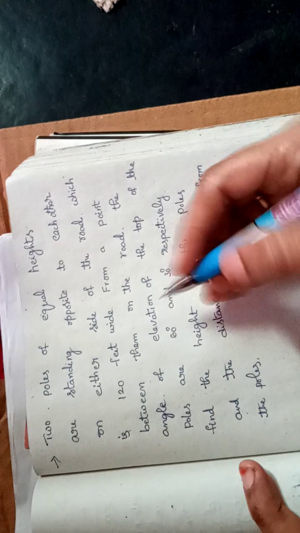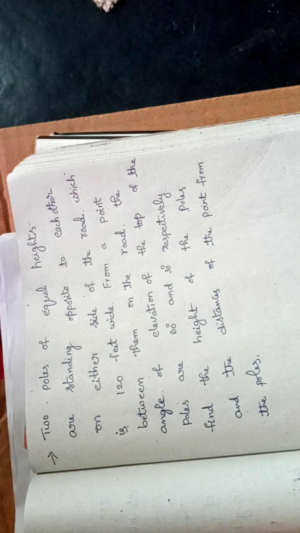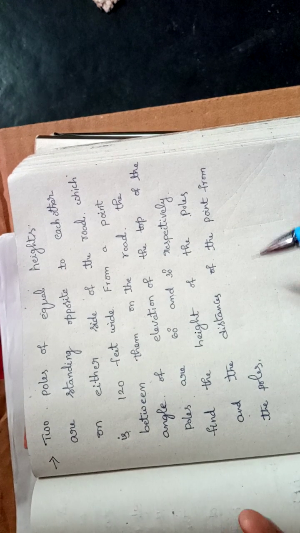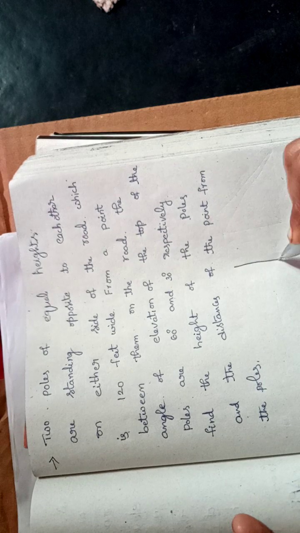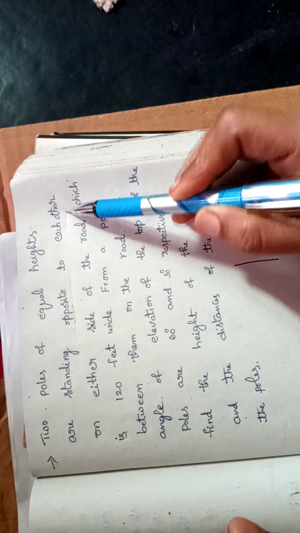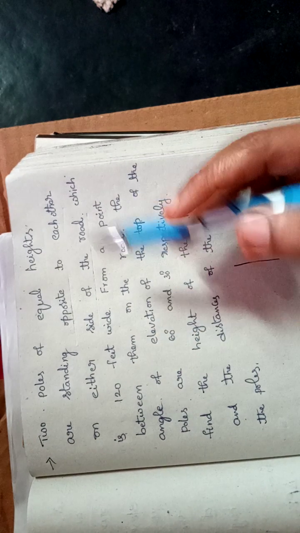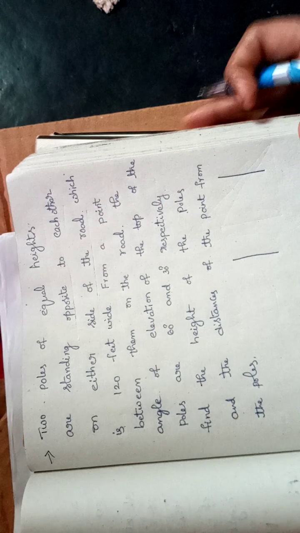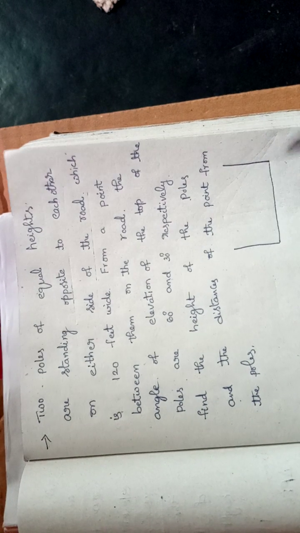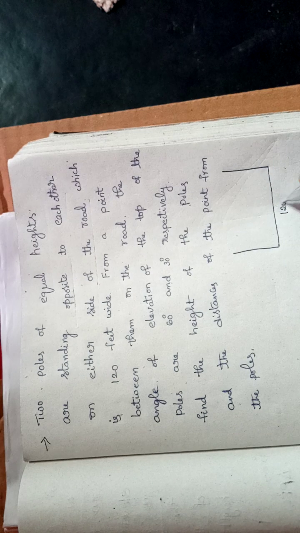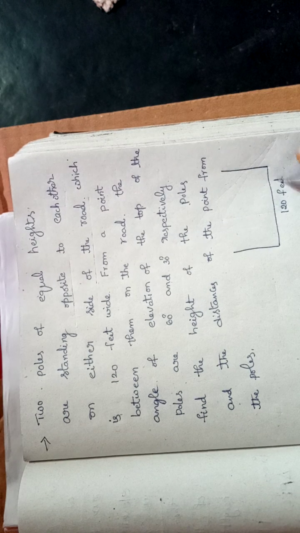Here is one trigonometric problem regarding two poles of the same height. Take two poles of the same height, opposite to each other on either side of the road. The road between the two poles is 120 feet wide.